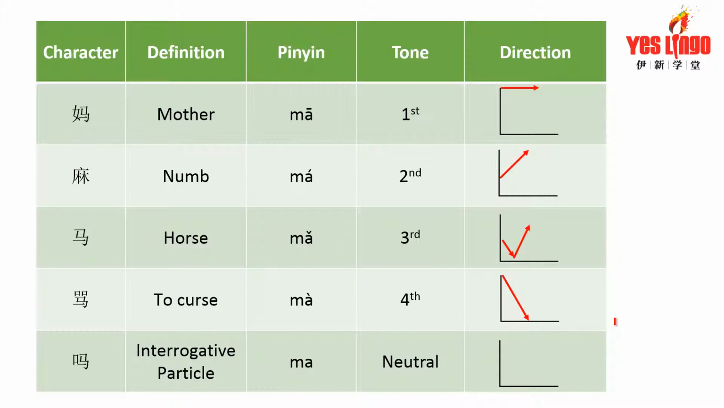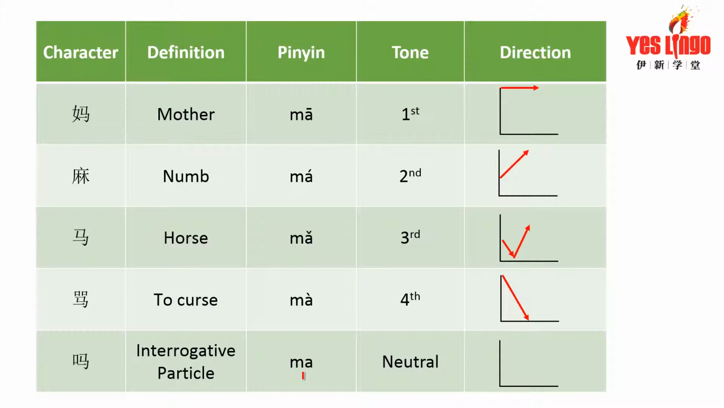Here are 5 Chinese characters that all have the exact same pinyin look. They are all MA, MA, MA, MA, and MA. The only thing that distinguishes them is their tone. As a result, all 5 of these characters are 5 different words with 5 distinct meanings.